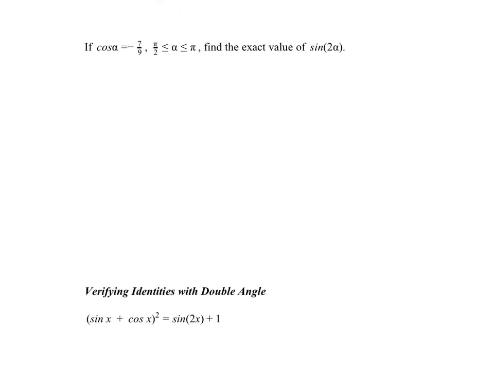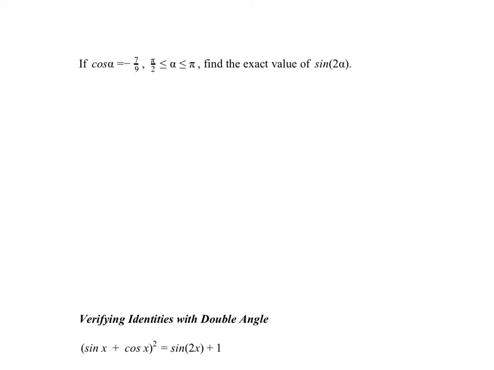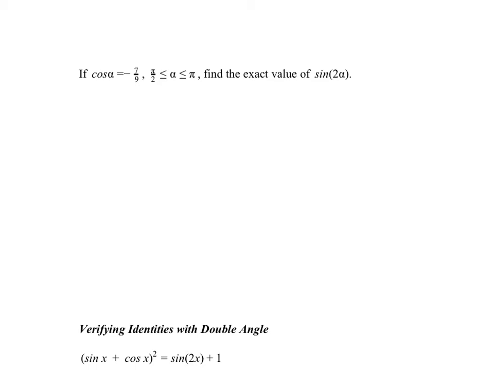So let's look at another example. So cosine of alpha is negative 7/9, and alpha is between pi over 2 and pi. We want to find the exact value of sine of 2 alpha. Well, let's first determine what quadrant we're in. So pi over 2 and pi is quadrant 2.